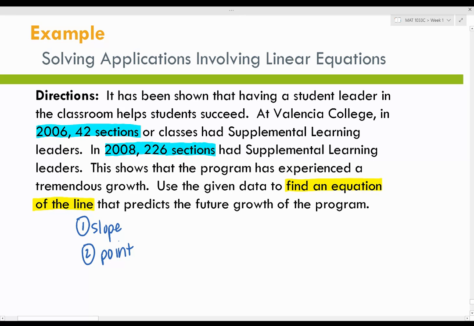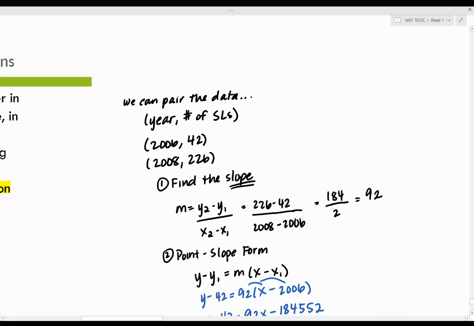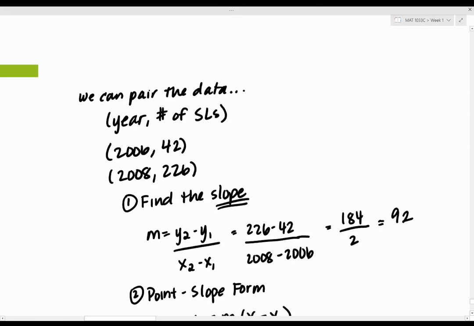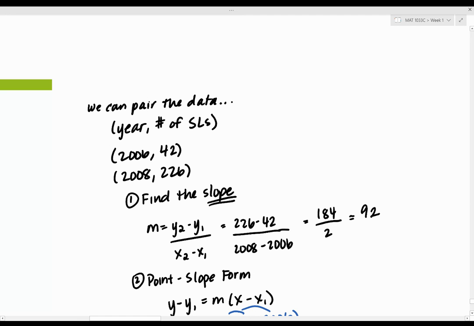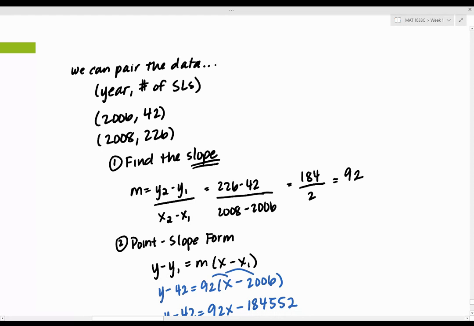So even though that doesn't look like a coordinate, our data is paired together. Each one of those pairings is a year and the number of sections that had supplemental learning leaders. So it's kind of like a point. So if I come over here, and we realize that we can pair the data, we can say that for a year, we can give the number of supplemental learning leaders. So in 2006, we know that there are 42 sections that have supplemental learning leaders, and in 2008, we know that we have 226 sections.